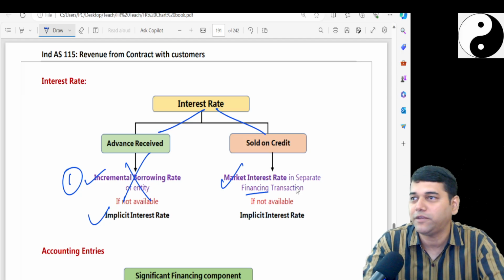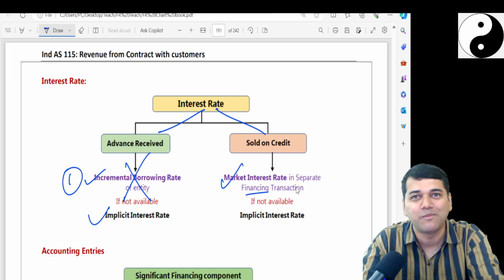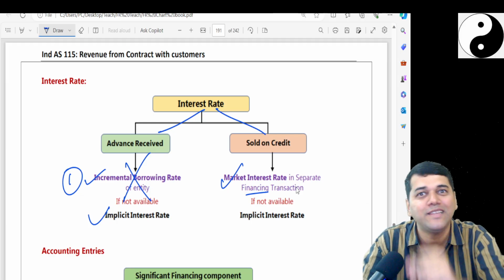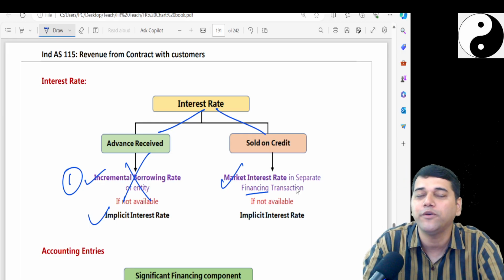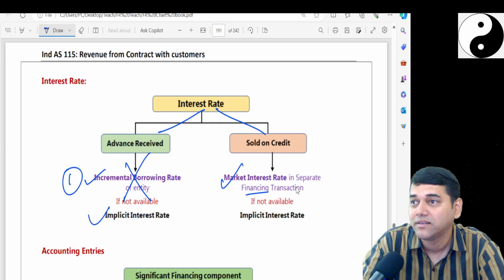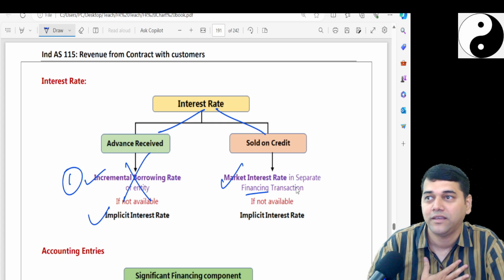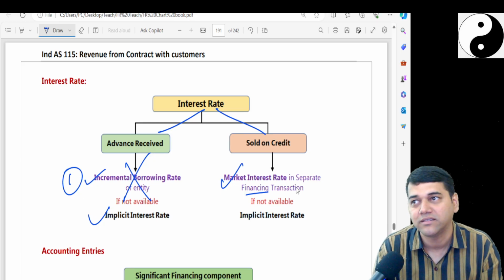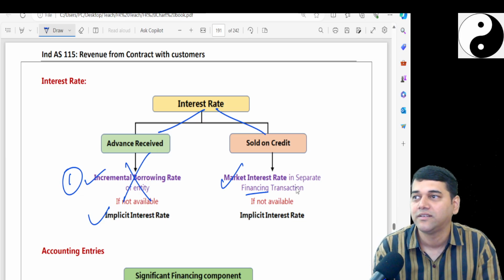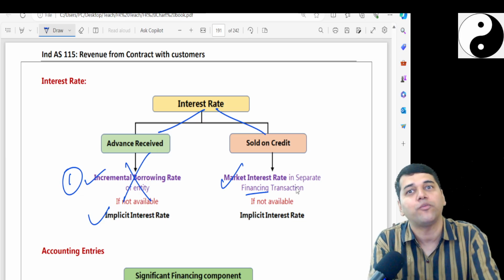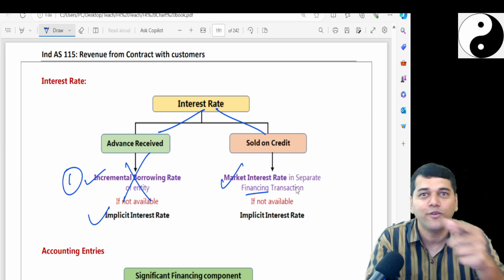Do we come across this concept of incremental borrowing rate anywhere else? Lease only. In lease also we have the same concept. There also you have to give preference to the incremental borrowing rate, because as a lessee, if I don't take it on lease, what is the alternative option for me? Take a loan and purchase the asset. You are enjoying it as if you have purchased it. That's why they say go for the incremental borrowing rate.